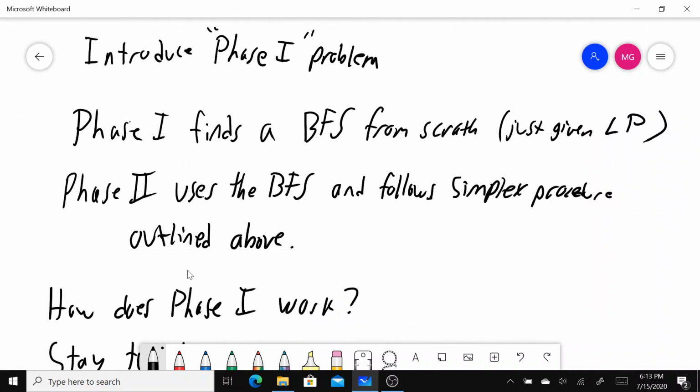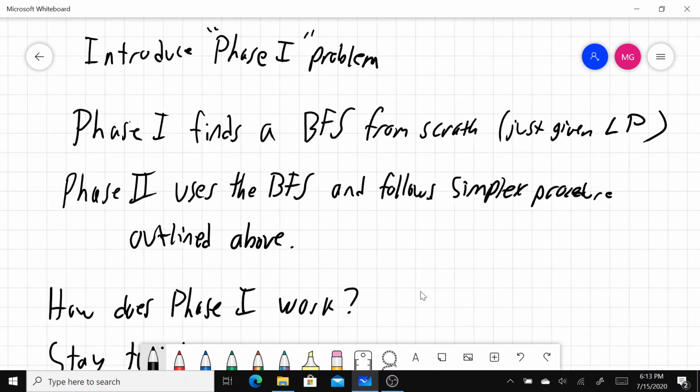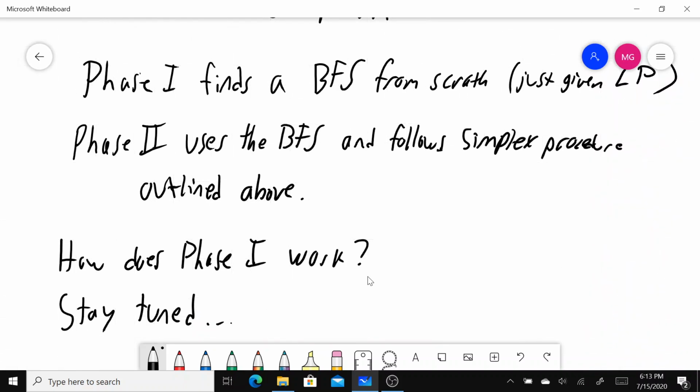So anyways, how does phase one work? Well, that's going to be for another video. This one's certainly gone on long enough, and it requires its own video to address that. So if you take for granted that we can get a basic feasible solution, we're done. But to complete everything, we need to show how to generate the basic feasible solution, and it's actually pretty creative the way that it works. I'll address it there, but we're going in the correct order, basically.